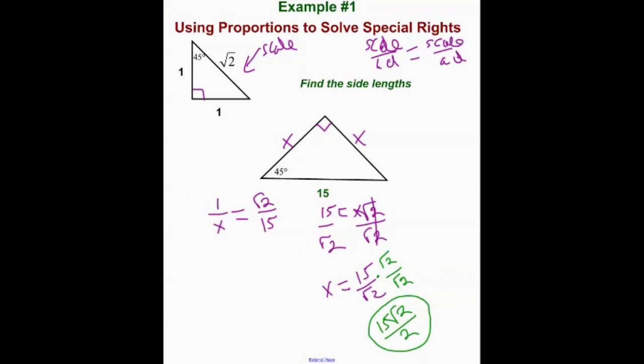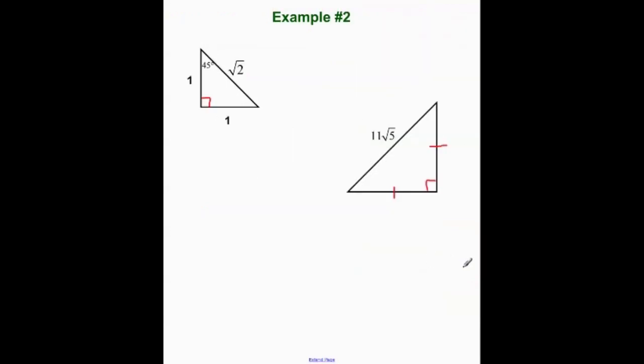Next example. All right. So again, we're going to do the proportion method. And we're going to do apples to apples. Here's my scale. And here's my actual. And we're going to find the missing sides again. We know that these are the same. This is an isosceles, and we know these are 45 because base angles are congruent.